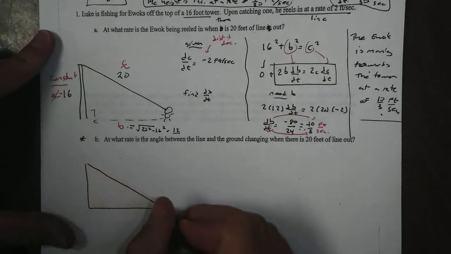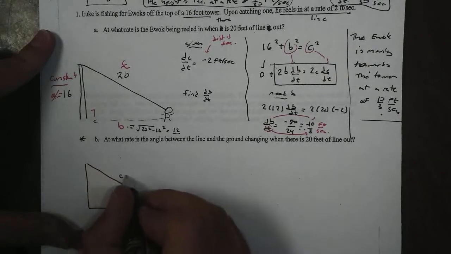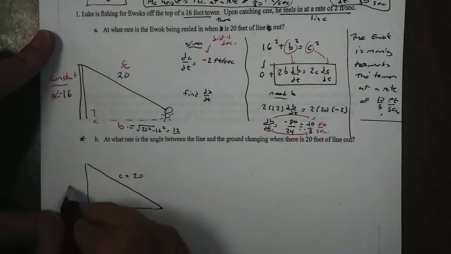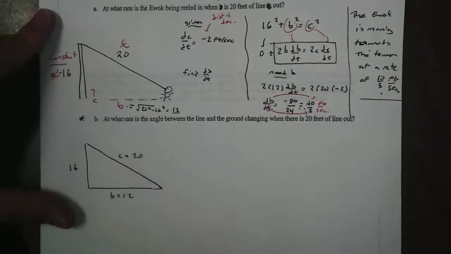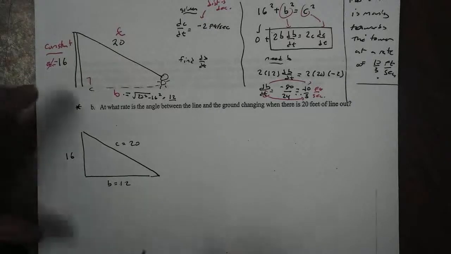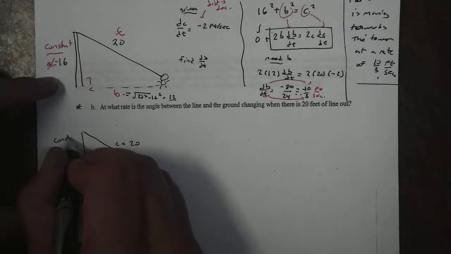Anytime you can draw a picture, it's always best. We know that C is 20, B is 12, and this is my constant, so I'm just going to leave it as 16 right there. Remember, this is my constant, so I like to leave it as such.